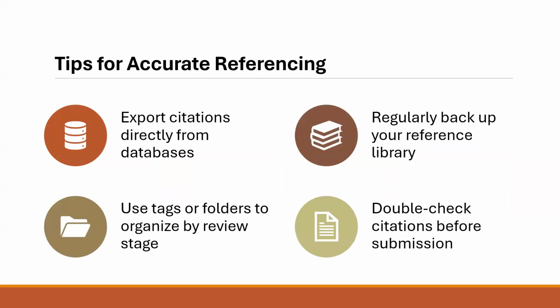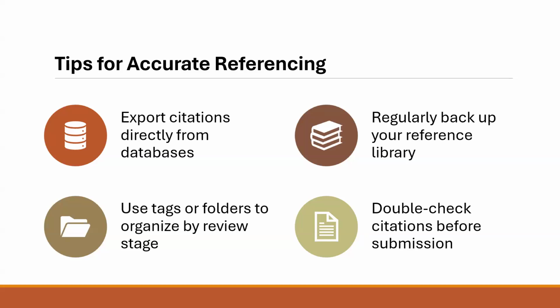So now the tips for accurate referencing, like what you have to follow while doing your referencing. So export citations directly from databases. In the previous class, you might have learned how to download your studies from the database, right? So you have something called RIS files. Those RIS files you can import to any of the reference managers. Through that, citing those articles will be a very easy task while writing your systematic review.